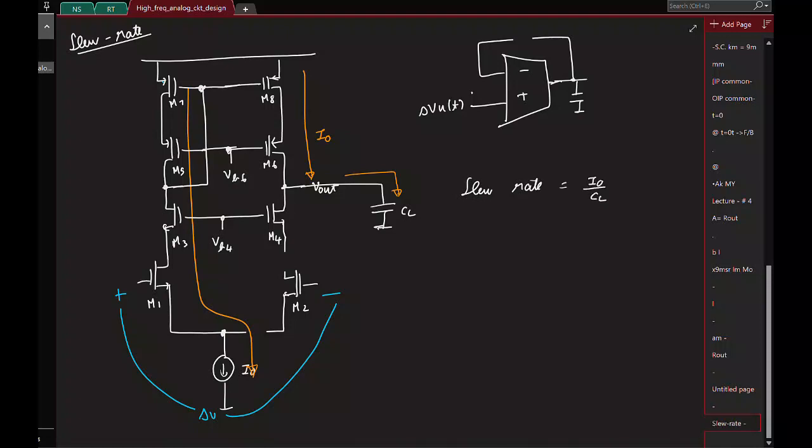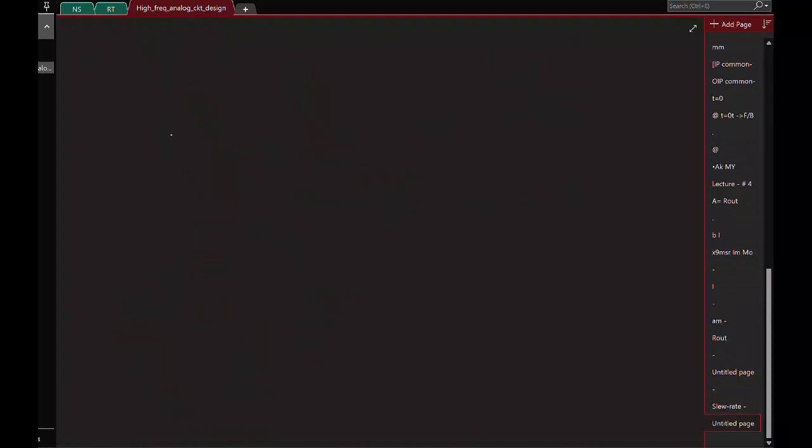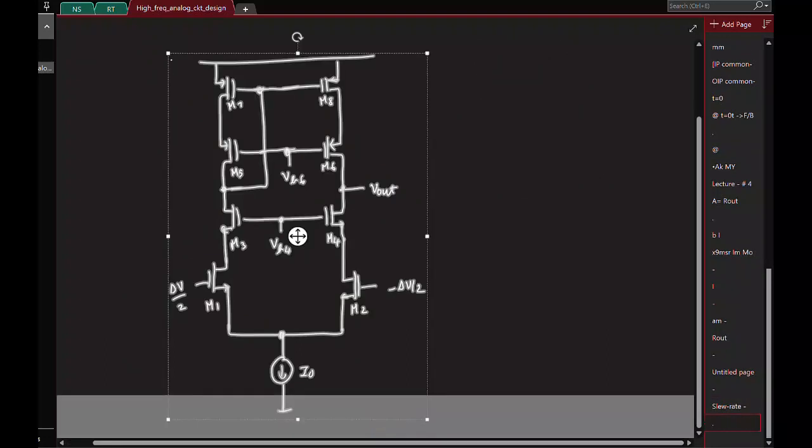Similarly on the negative side you can again find the slew rate is going to be the same. That is, if you apply a large negative delta V, the other transistor M1 is now going to be off, and you can argue the same way. Great. So let's just quickly start with the common mode range and then continue.